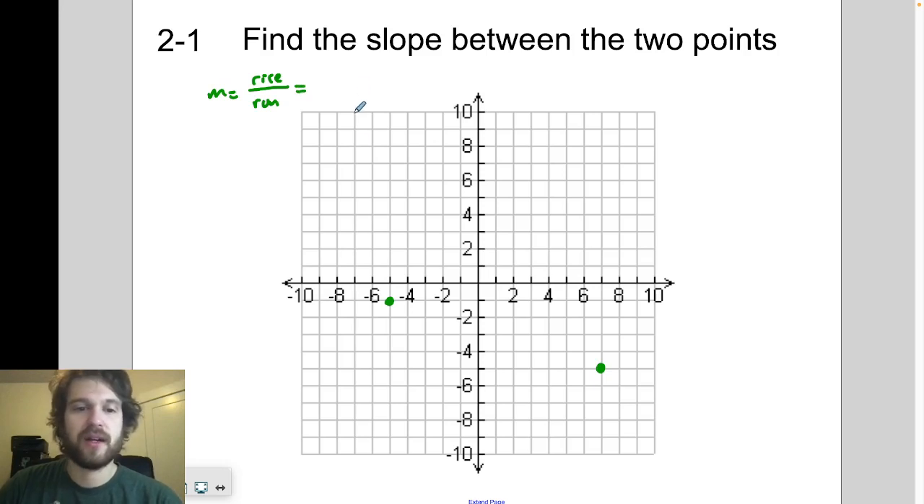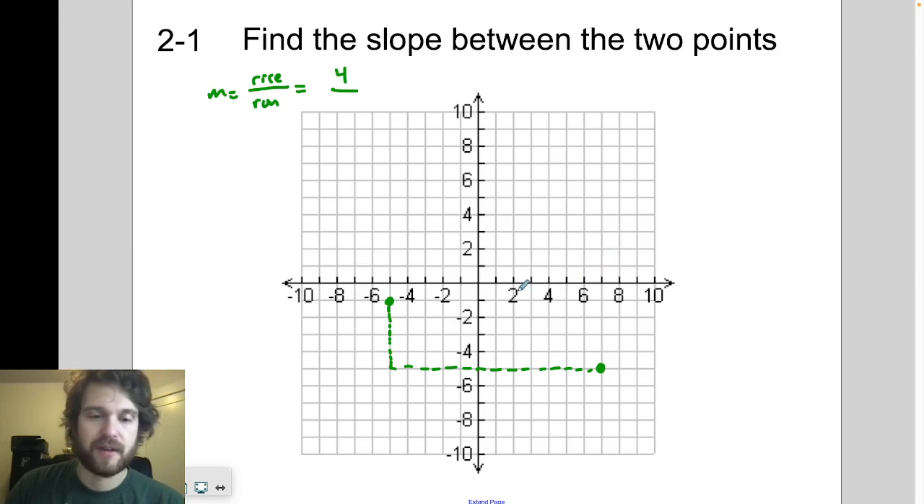So rise over run, we need to figure out how far did I go down or up, depending on your perspective, to get from this point to this point. I went from -1 down to -5, 1, 2, 3, 4. In this case, I went down 4. Okay, what's my run? My run is this direction here. I started at -5, and then I end up at 7. So from -5 to 0 is 5. From 0 to 7 is 7. 5 plus 7 is 12. So I went down 4 over 12 in this instance.